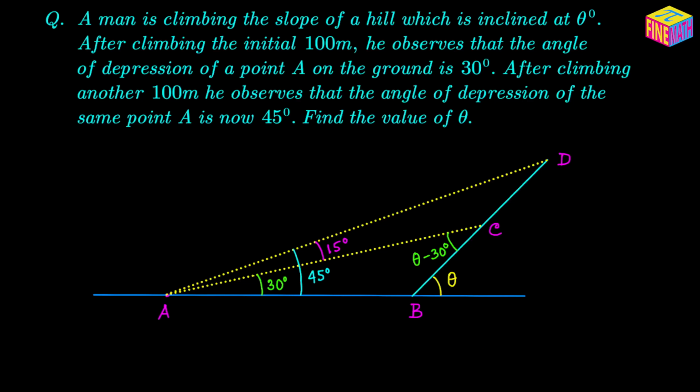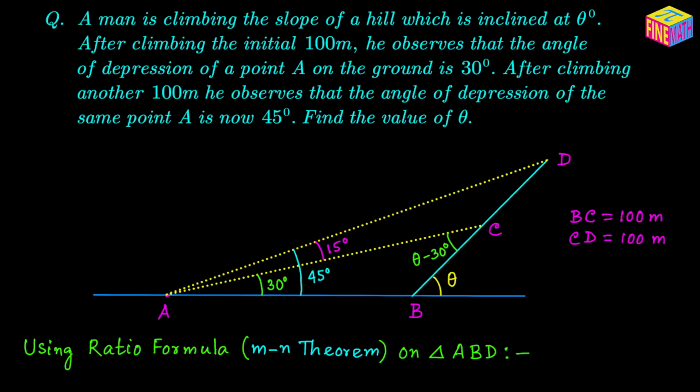The easiest way to solve this problem is to use the ratio formula or the MN theorem, and that's exactly what I'm going to do. I'm going to use the ratio formula on the triangle ABD, because we know the ratio of BC to CD. That ratio is actually 1:1, because BC is equal to 100 meter and CD is also equal to 100 meter. So if we use the ratio formula on the triangle ABD, what can we say?